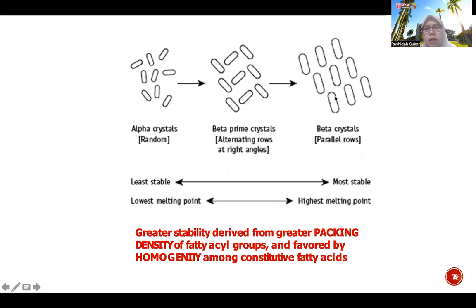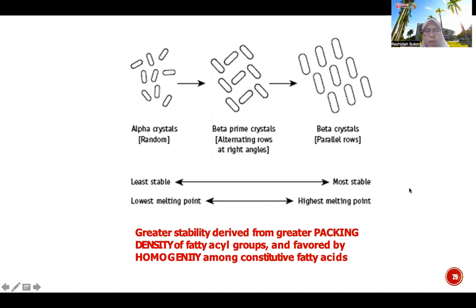So if it is more stable, it will have the highest melting point. Okay, some of the fat that occurs, whether it is the highest melting point, more stable, in terms of beta crystal, some of it is in beta prime, some of it in alpha, some of it is a mixture of these three. Look at how the conformation of the crystals is.